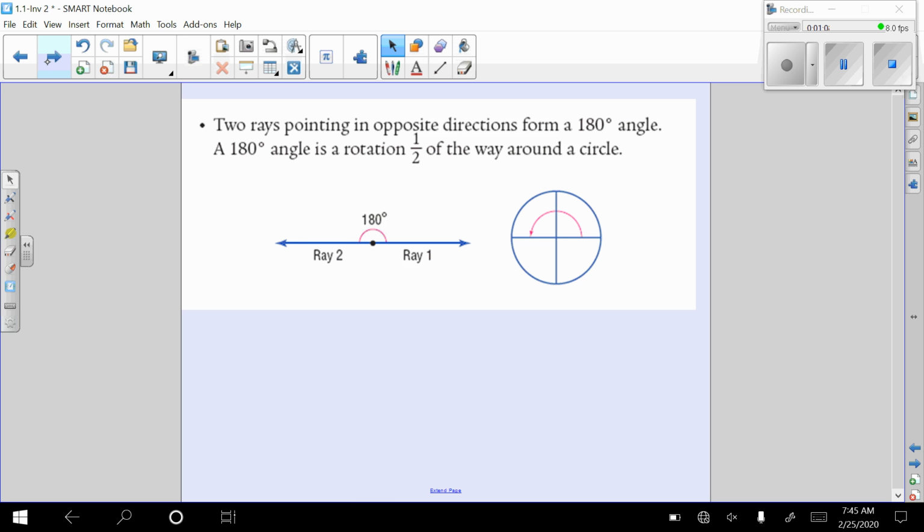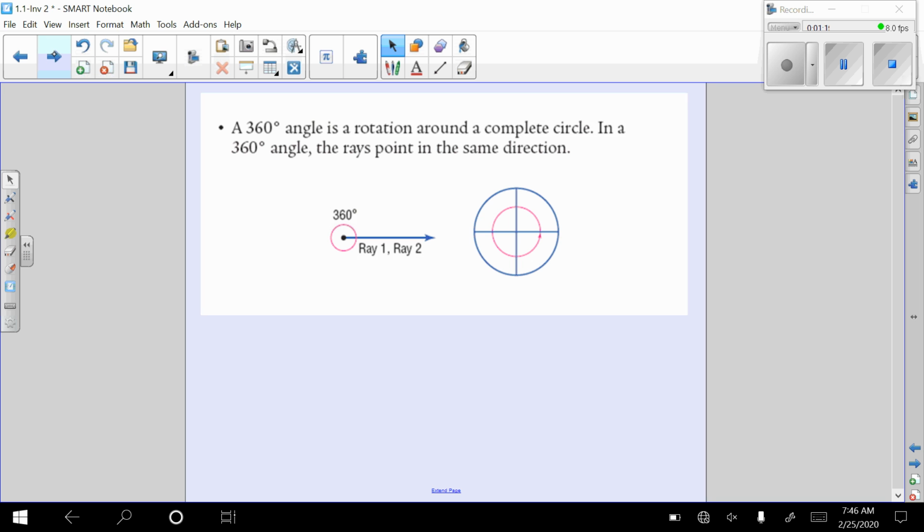Two rays pointing in opposite directions form a 180-degree angle. A 180-degree angle is like half a rotation around a circle, or a straight line. A 360-degree angle is the rotation completely around a circle. So when we go completely around the circle, we've gone 360 degrees, and the rays point in the same direction.